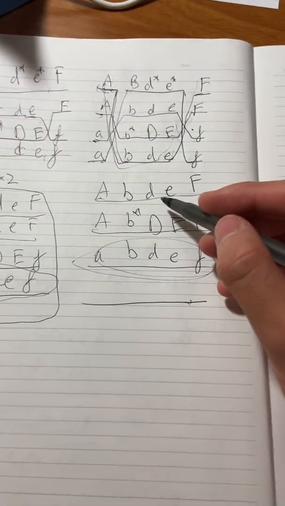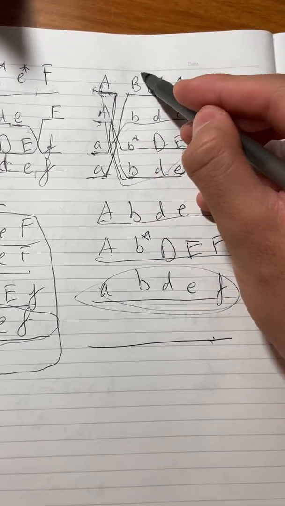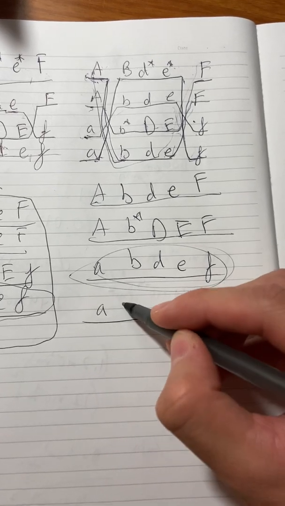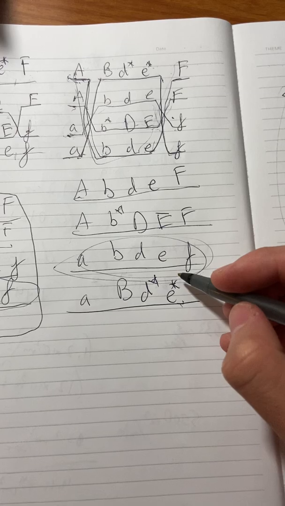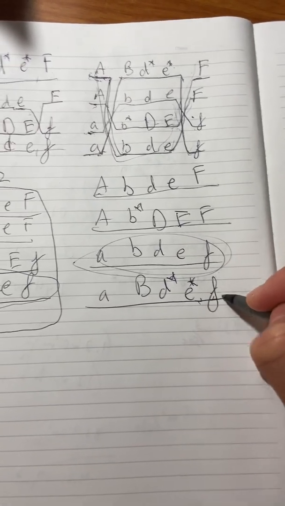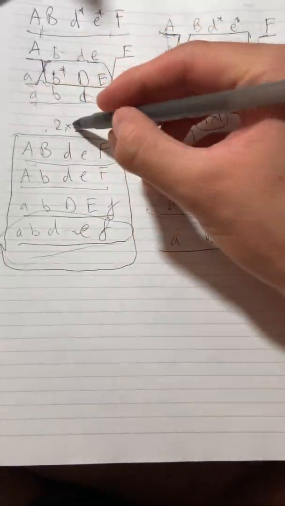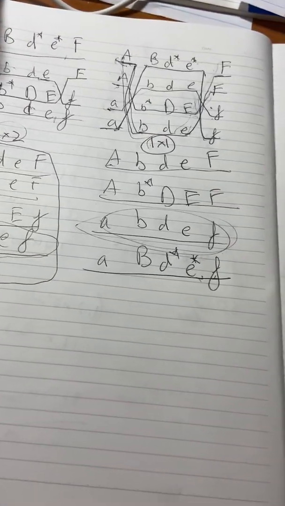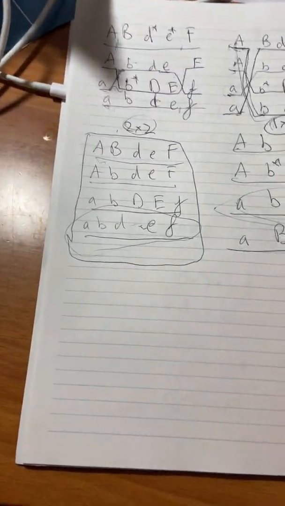Now, we're going to read the last strand. And if you look at the way it's connected, it's A, B, D, E, drop down F. So now we have A, B, D star, E star, F. And that's it. This is the site 1, recombination, or sorry, it's the double site 1 Holliday junction recombination or whatever.